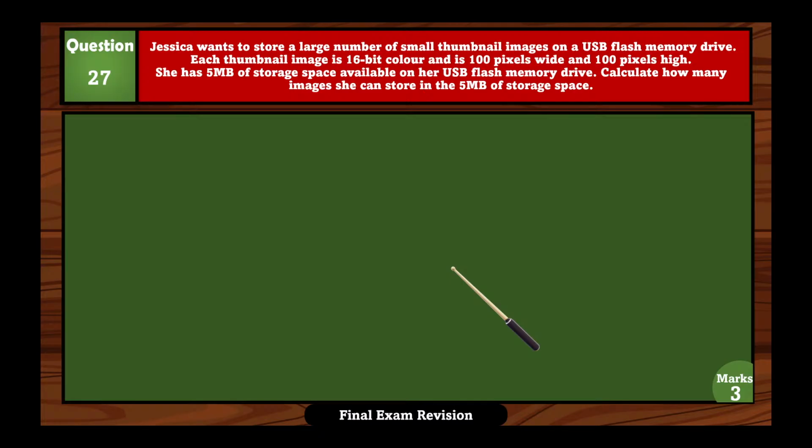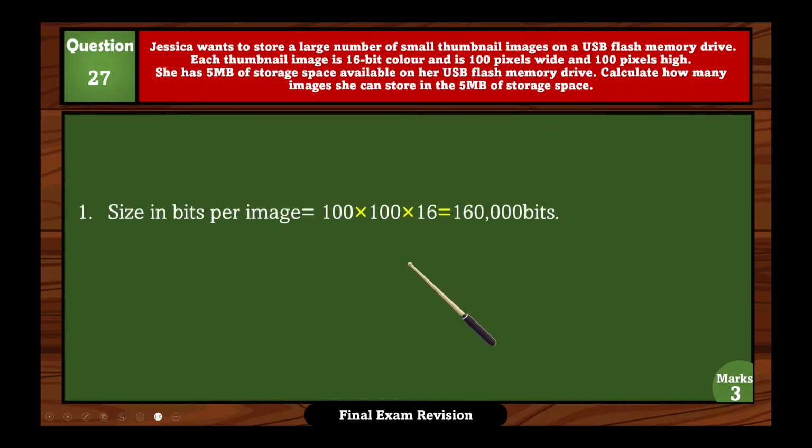Calculate how many images she can store in the 5 MB of storage space. So let's do it step by step. Step number 1, the size in bits per image is what? 100 multiplied by 100 multiplied by 16. You need to multiply all those numbers, and you get the answer in bits. So this is 160,000 bits.